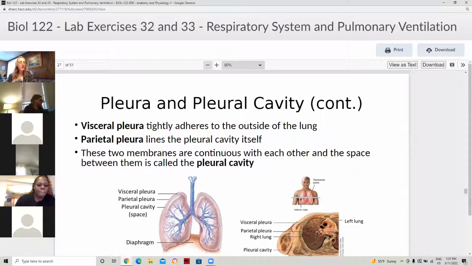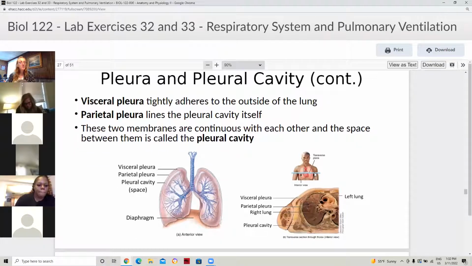I want you to think of it that way for a reason. So visceral pleura lines the organs themselves, directly on the lungs. The parietal pleura lines the rib cage. This is really important that you think of it this way. These two membranes are continuous with one another with a space between them, a very, very small space called the pleural cavity.